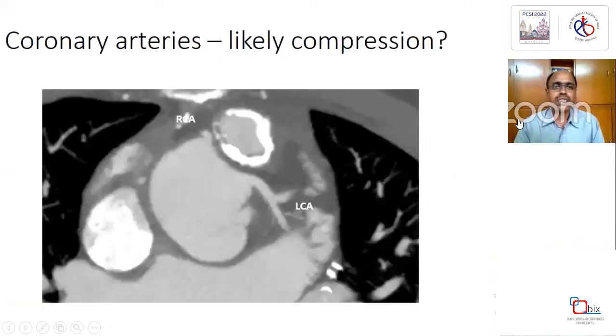The coronary arteries in the post-Ross coronary reimplantation are appearing reasonably close to the conduit. This is the right coronary artery and the left coronary artery. And if a conduit stent is placed, it carries a small risk of coronary compression.